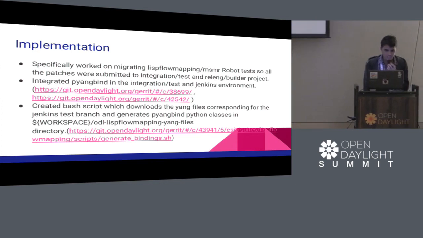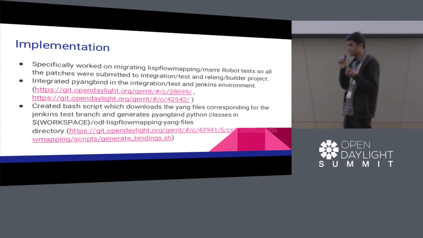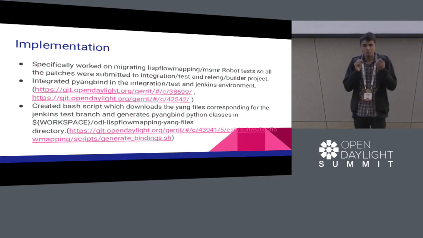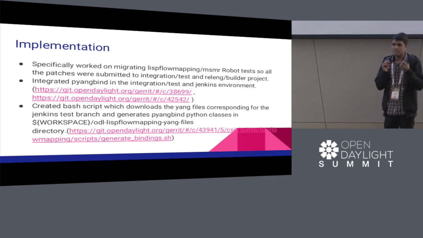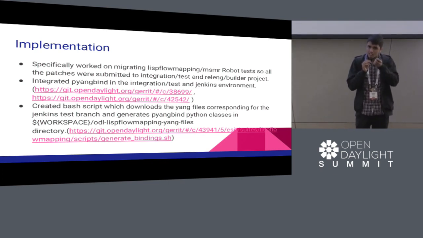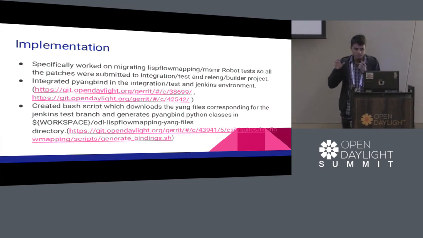I created a bash script which downloads the yang files corresponding to the Jenkins test branch and generates PyangBind Python classes in the directory. The bash script uses PyangBind to generate binding files, which are a high-level Python representation, so that we can use those bindings in the test file itself. This script will create a folder inside the workspace directory with Python classes that can be used by our builder code.